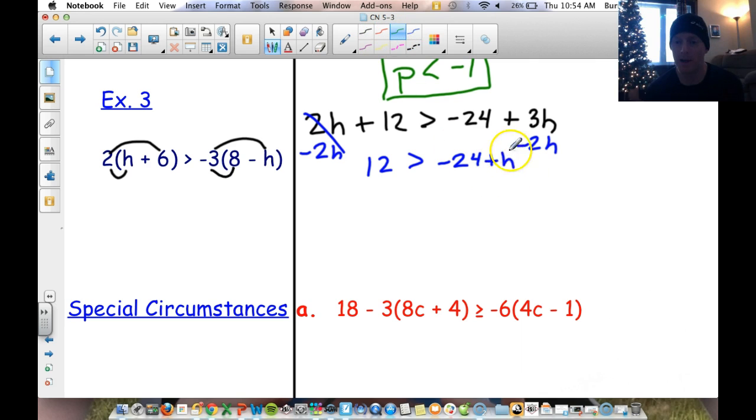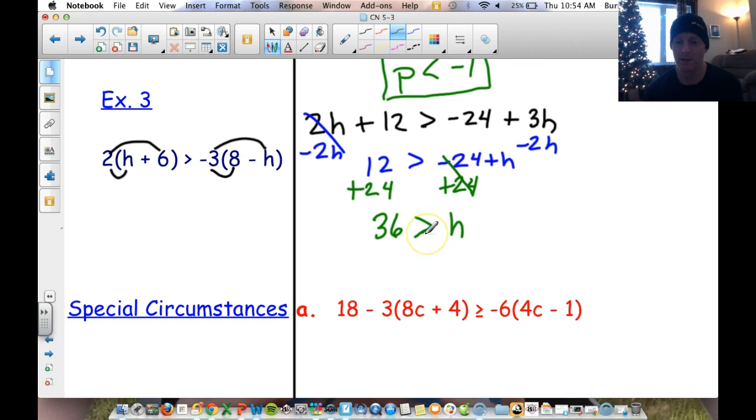Now because I want h by itself, I have to get rid of this minus 24. The opposite of minus 24 is plus 24. So we do that to both sides. Those cancel. h is less than 36. So we're going to have an open circle at 36, again shaded to the left.